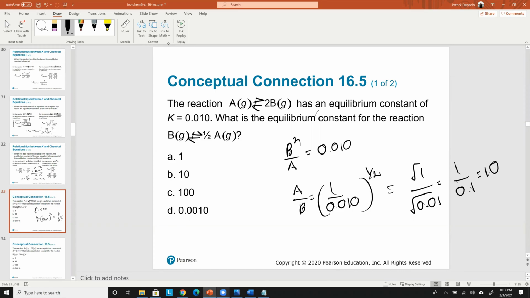But if you want to do it, that was a tough way to explain. If you want to do it stepwise, well, if you flip it first, you have 2B yields A. So that new equilibrium constant would be A over B squared. Then you're taking this equation, this is K, and dividing it by 2. So B yields 1/2 A. So you're taking the equilibrium constant and taking the square root of it.